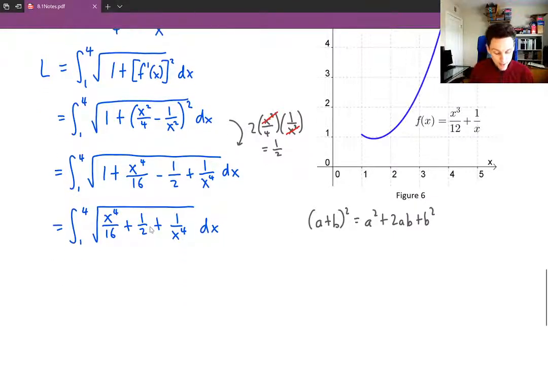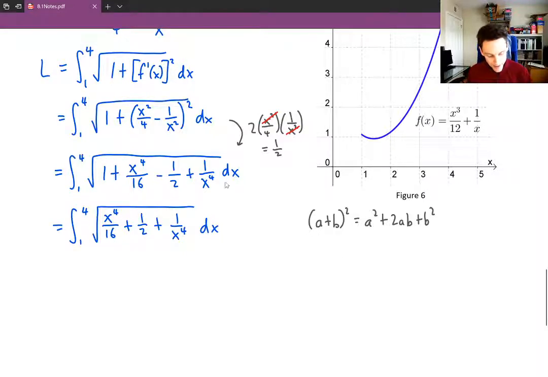So what we have is the integral of the square root of x to the fourth over 16 plus 1/2 plus 1 over x to the fourth dx. Now at this point it feels like we're stuck. It feels like, how are we going to go on? I mean, maybe we could get a common denominator here, and that's one way of thinking about it. But there's a trick that if we notice it, then we can make our lives a lot easier.